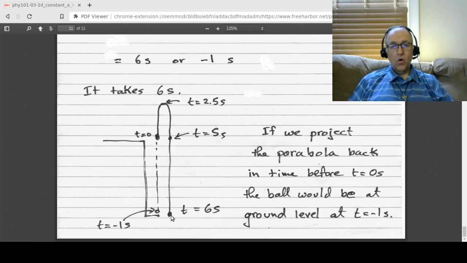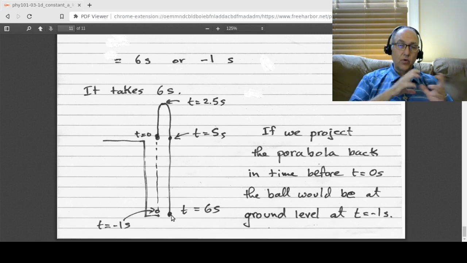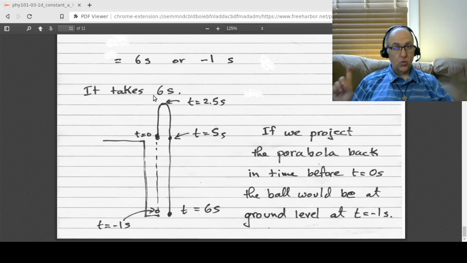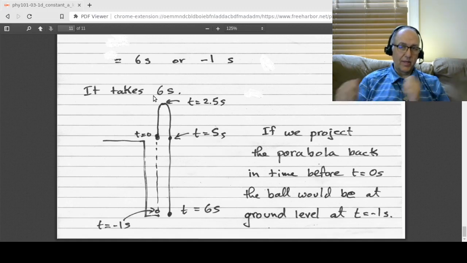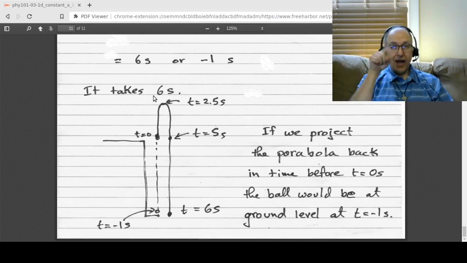Okay, so what's that -1 second? Well, see, the quadratic formula, that is equation number 1, it really doesn't know when things begin and when things end. It just says I'm a parabola. And so you know what? You can actually run the time backwards in that parabola. So imagine you had a movie where this thing goes up and comes down like that. Run the movie backwards in time.